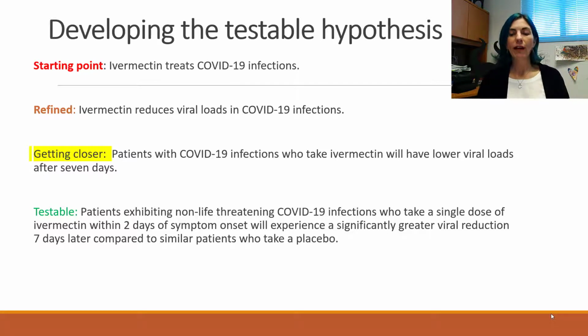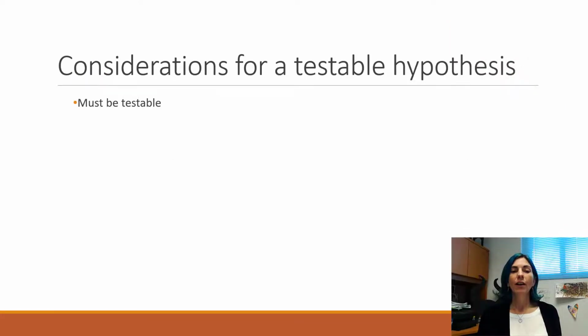So whenever you're developing a testable hypothesis, here are some pointers. First and foremost, it has to be testable. In other words, you need to have a conceptual and feasible experiment that could potentially test whether or not your hypothesis is supported or not. So for instance, what we just described is testable. COVID-19 sex is not testable. God exists is not testable.